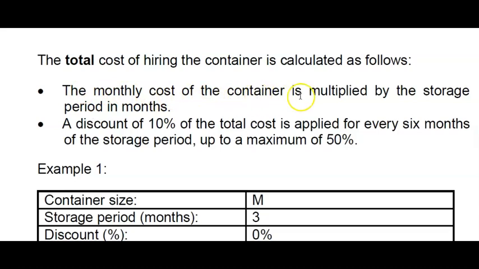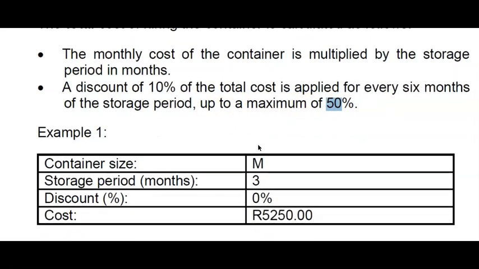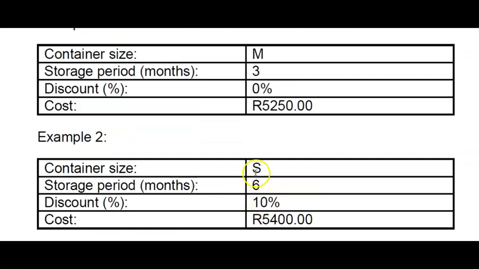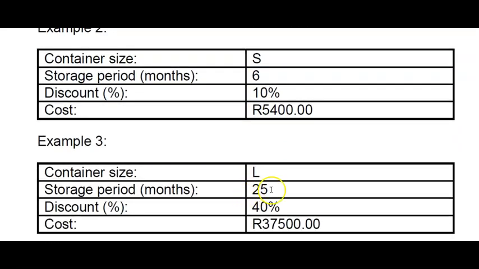The monthly cost of the container is multiplied by the storage period per month. But now we get a discount of 10% of the total cost for every 6 months of the storage period. But there was a maximum of 50%, so they couldn't get more than 50% for their discount. And then they give you some examples there. If the storage period was 3, they get no discount. But if it was 6, they get 10%. And then if it was 25 months, they get 40%.